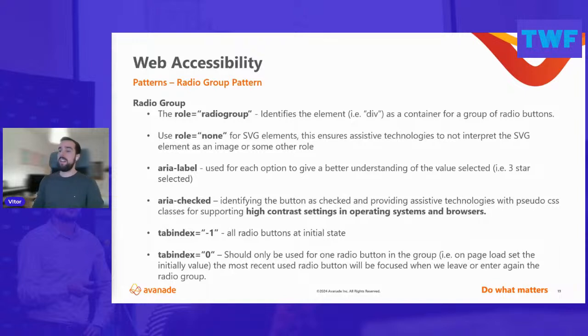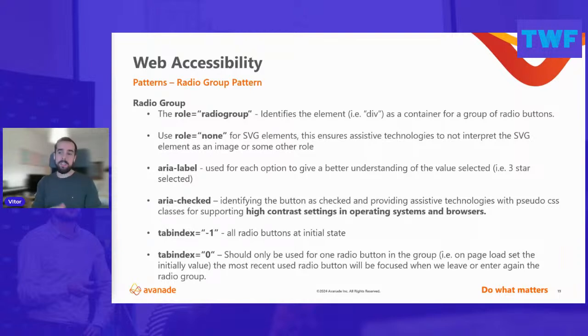So, ARIA checked again. This is also very important because it's identifying the button, and if we have users that are using some high contrast settings on their machines, or on the browser, for example, it's making sure that they have the proper colors and so on, right?